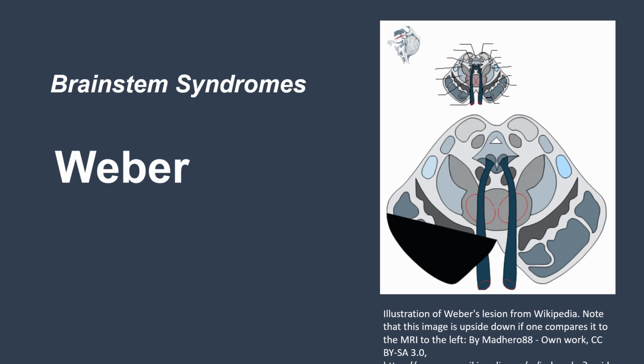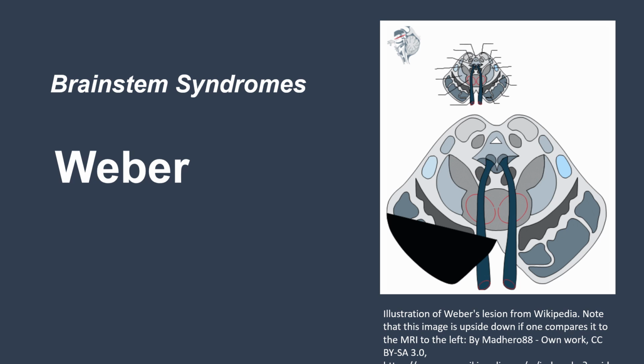Anatomy. The midbrain structures involved are the cerebral peduncle, the crus cerebri, which contains motor fibers from the cortex that descend through the midbrain, including the corticospinal and corticobulbar tracts. The oculomotor nerve, cranial nerve 3, nucleus, and fibers, which control eye movement, eyelid elevation, and pupillary constriction.